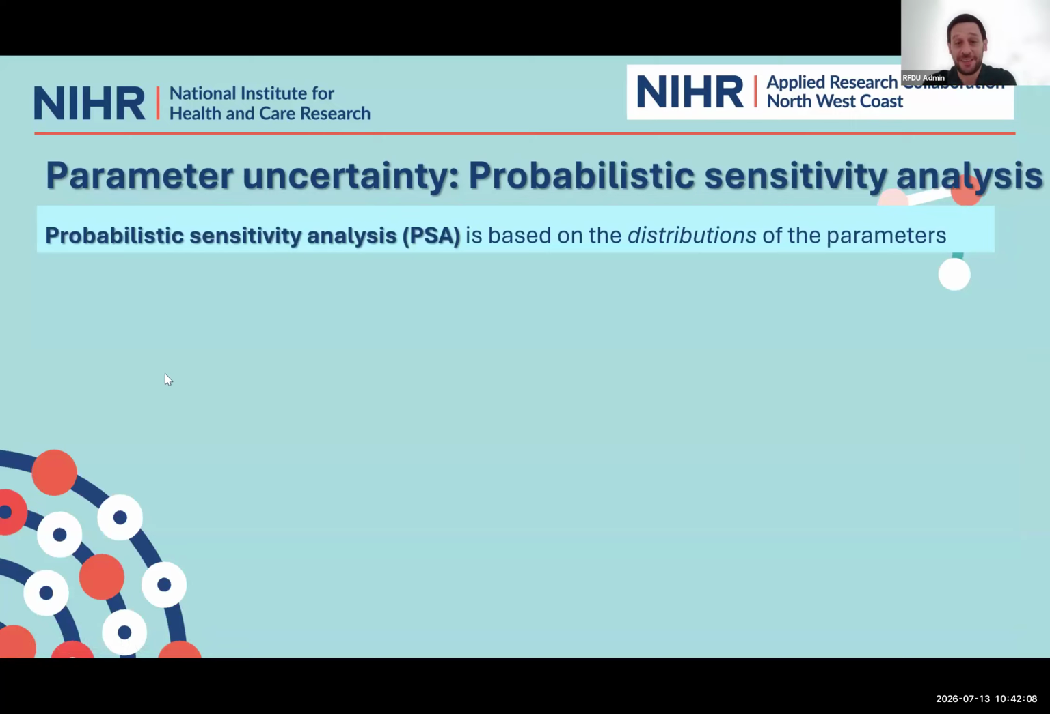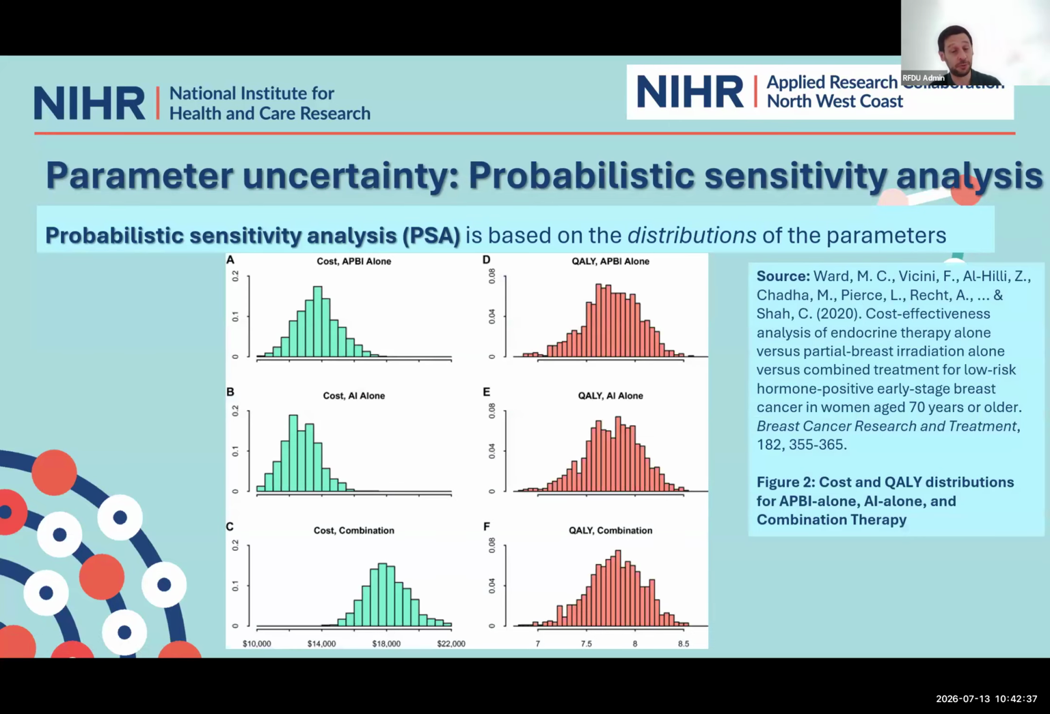Thank you, Andy. So Andy was talking about deterministic sensitivity analysis as a very good starting point to develop a further, more sophisticated sensitivity analysis. The next step will be to run a probabilistic sensitivity analysis, and you might see an example of these in your own papers. So a probabilistic sensitivity analysis, or PSA, is based on the distribution of the parameters. Here we go. So I'm going to use this set of figures here to try to describe what we mean with a probabilistic sensitivity analysis.